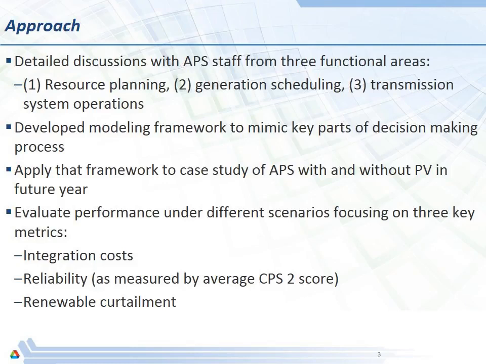Early in this project, members of our team met with staff from Arizona Public Service. Ron Flood of APS was kind enough to organize meetings between our team and 3 key functional areas within APS. This is resource planning, generation scheduling, and transmission system operations. And based on what we learned through these discussions, we developed a modeling framework that tries to capture some of the key elements in this decision-making process that utilities use in their operations. We then apply that framework to a case study of APS with and without PV.